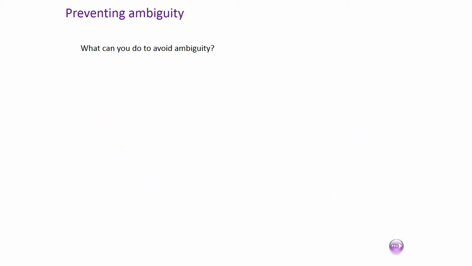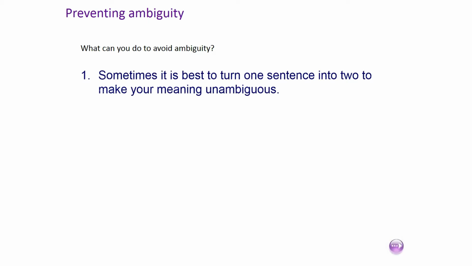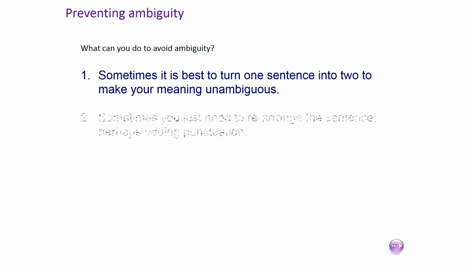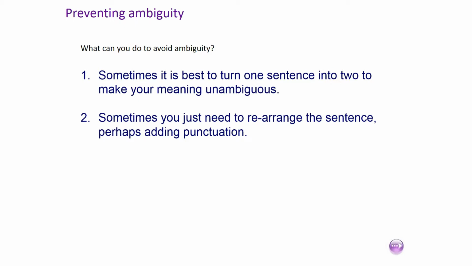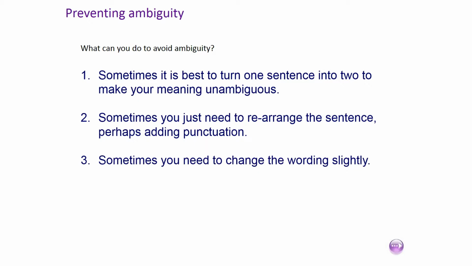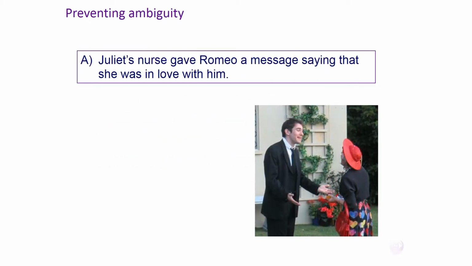What can we do to avoid ambiguity? Sometimes it's best to turn one sentence into two to make your meaning unambiguous. Or sometimes you just need to rearrange the sentence, perhaps adding a punctuation. Or sometimes you might even need to change the wording slightly. So let's see how we can prevent that in the sentences that we just looked at. So A. Juliet's nurse gave Romeo a message saying that she was in love with him. How can we make this sentence unambiguous?